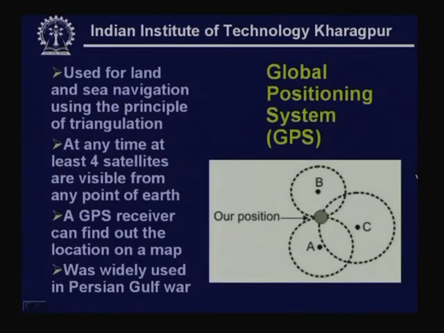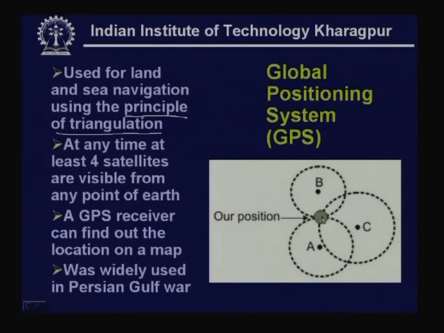This global positioning system is used for land and sea navigation using the principle of triangulation. So, here you have got 3 known positions A, B and C. These are the 3 positions of a satellite, and this is one unknown position. It can be proved that if these 3 positions are known, the point of unknown position can be identified with the help of a suitable device. So, that is being done with the help of a GPS receiver.